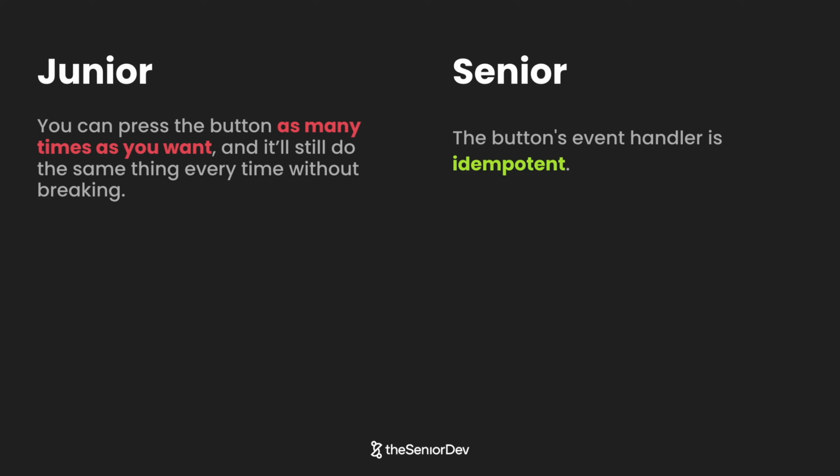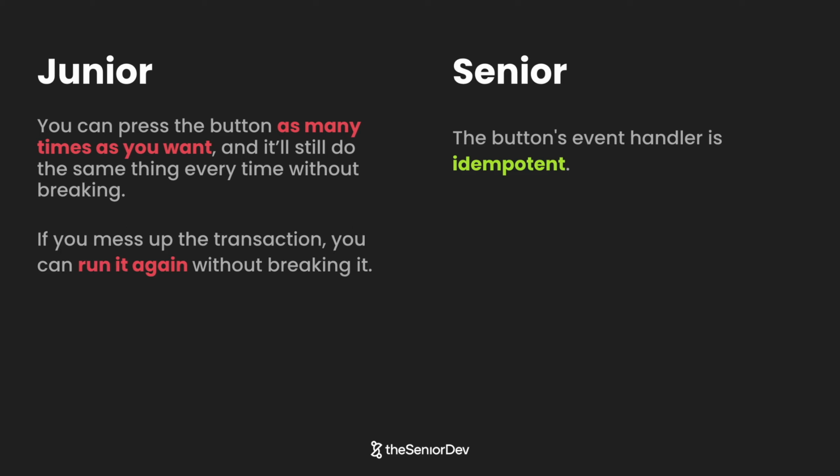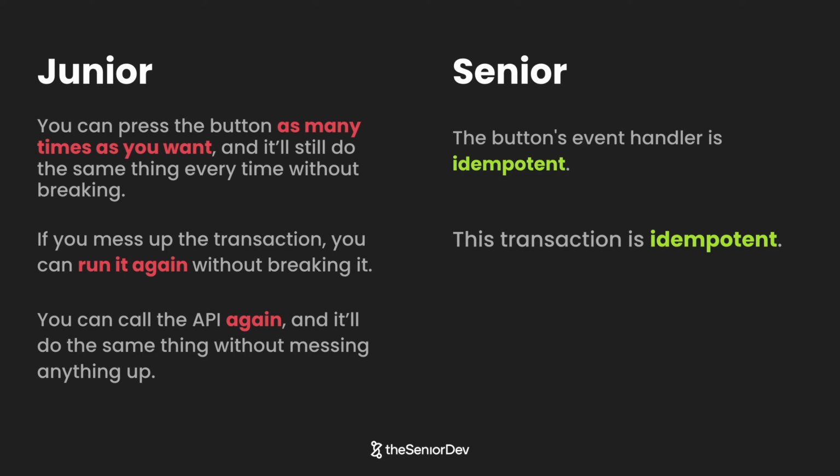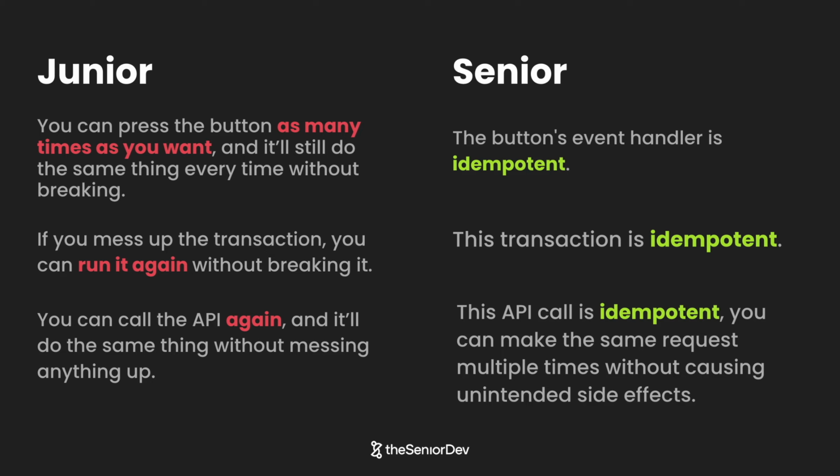You would assume you know what idempotent is. If you mess up the transaction, you can run it again without breaking it. That's what the junior would say. A senior would say that the transaction is idempotent. And again, you can call the API call again, and it will do the same thing without messing anything up. That's kind of mid-level junior language. A senior would say that the API call is idempotent. And we already know that idempotency means you can make the same operation without causing unintended side effects.